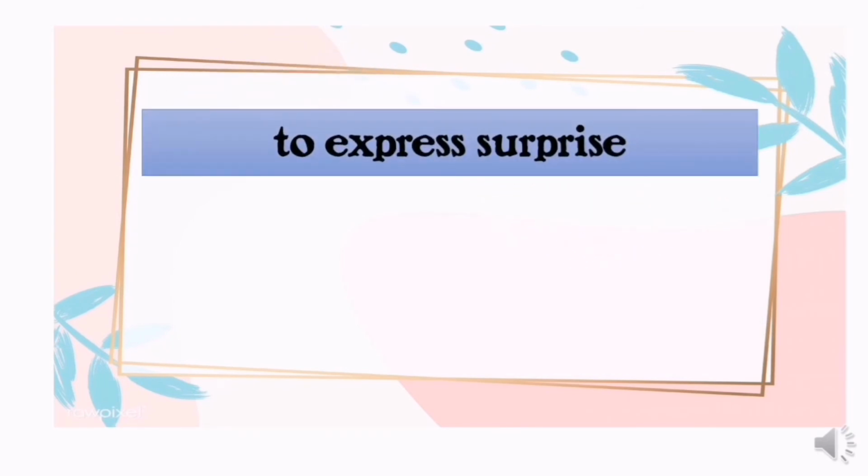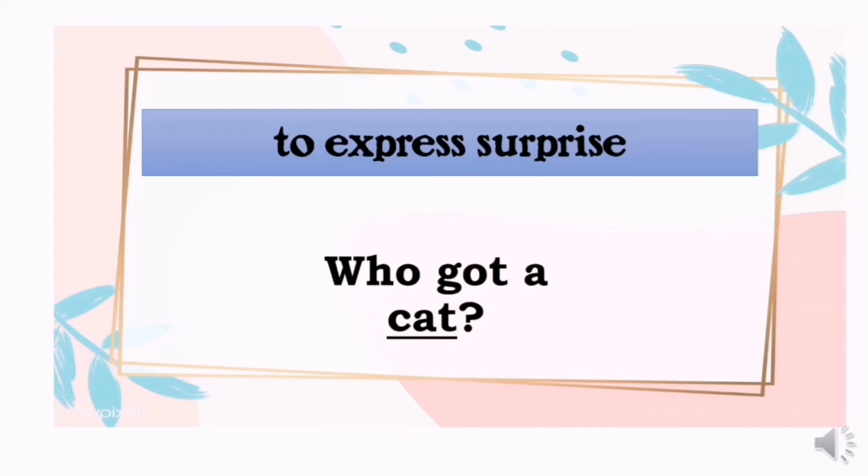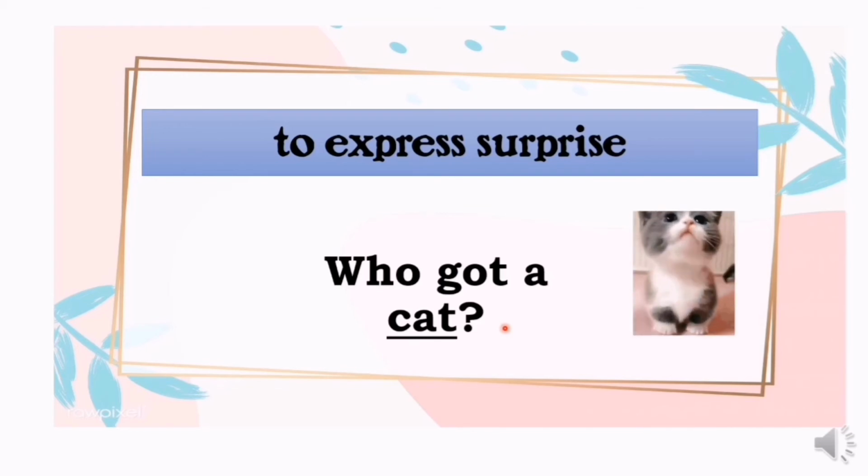To express the emotion of being surprised, we use the rising intonation. For example, the sentence here is, who got a cat? Maybe the one who asked this question is wondering or surprised that his or her friend who hates a cat had a cat before. Let us read again the sentence. Who got a cat? Now it's your turn.